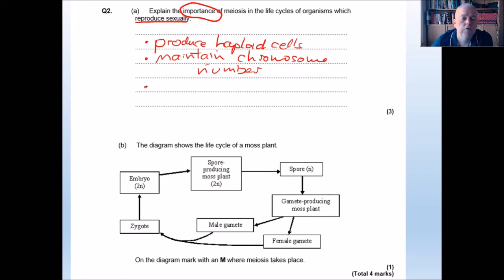Why else is it important? This is the key thing. It's going to introduce that idea of genetic variation. And if you're going to mention genetic variation, it's always mentioning how that occurs. So you could talk about crossing over, and you could also talk about independent assortment.